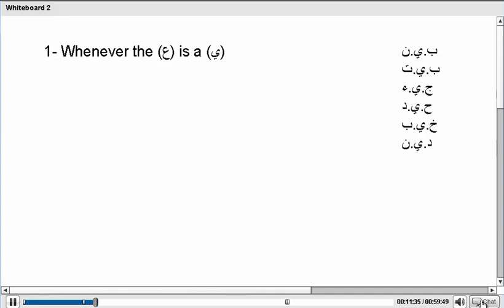And we're going to give you the zai and the ya and the dal. And the sin and the ya and the lam. And the sad and the ya and the dal.